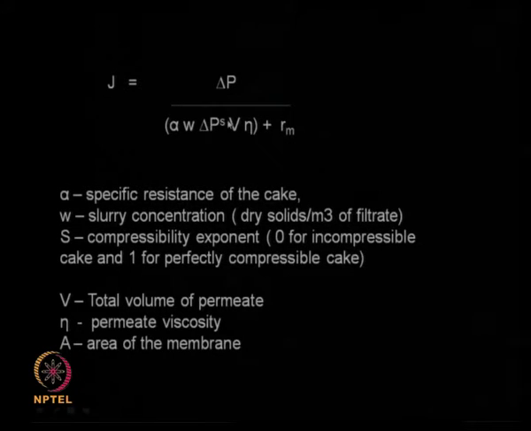So that is why you will have a term delta P raised to the power S in the denominator. In addition, we have terms like V, that is the total volume which you want to filter, eta is the viscosity, W is the slurry concentration, alpha is the specific cake resistance. I hope you remember Darcy's equation, which we studied many classes back, and plus you also have Rm, the resistance offered by the membrane itself. Unlike a filter cloth, membranes may offer resistance to flow because the pore sizes are very small, that is why.